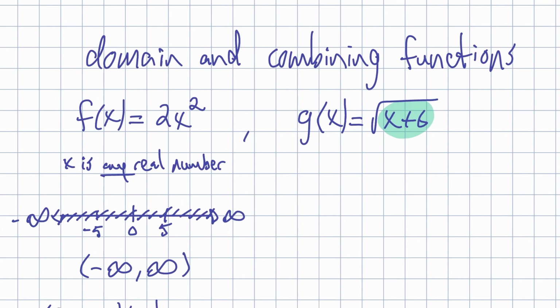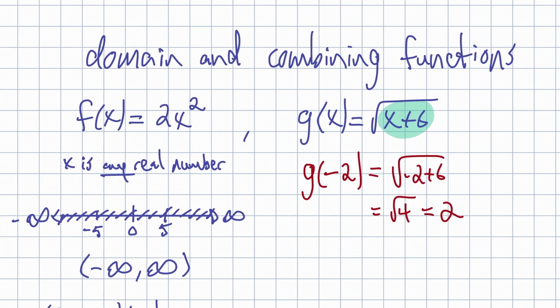If you plug in something like, say, negative 2, right? g of negative 2, let me do this in a different color here. I'm going to erase this part in a second. g of negative 2, well, that's going to be the square root of negative 2 plus 6. That's the square root of 4, which is 2. You get an answer that way, right?